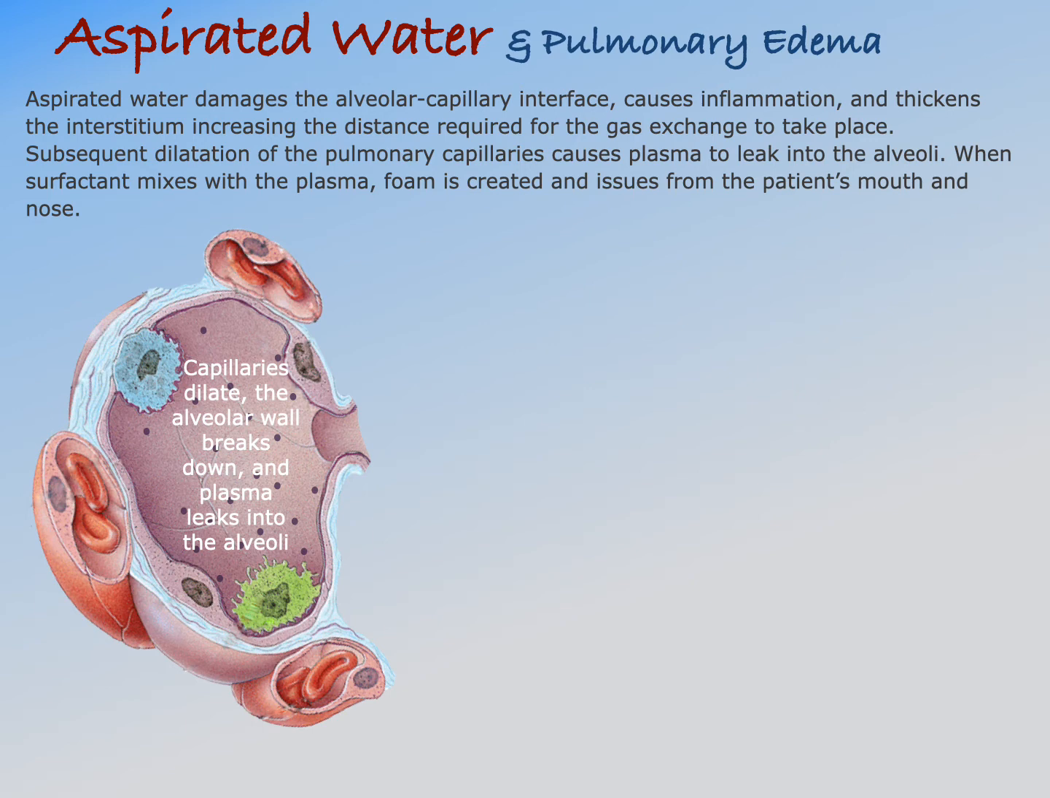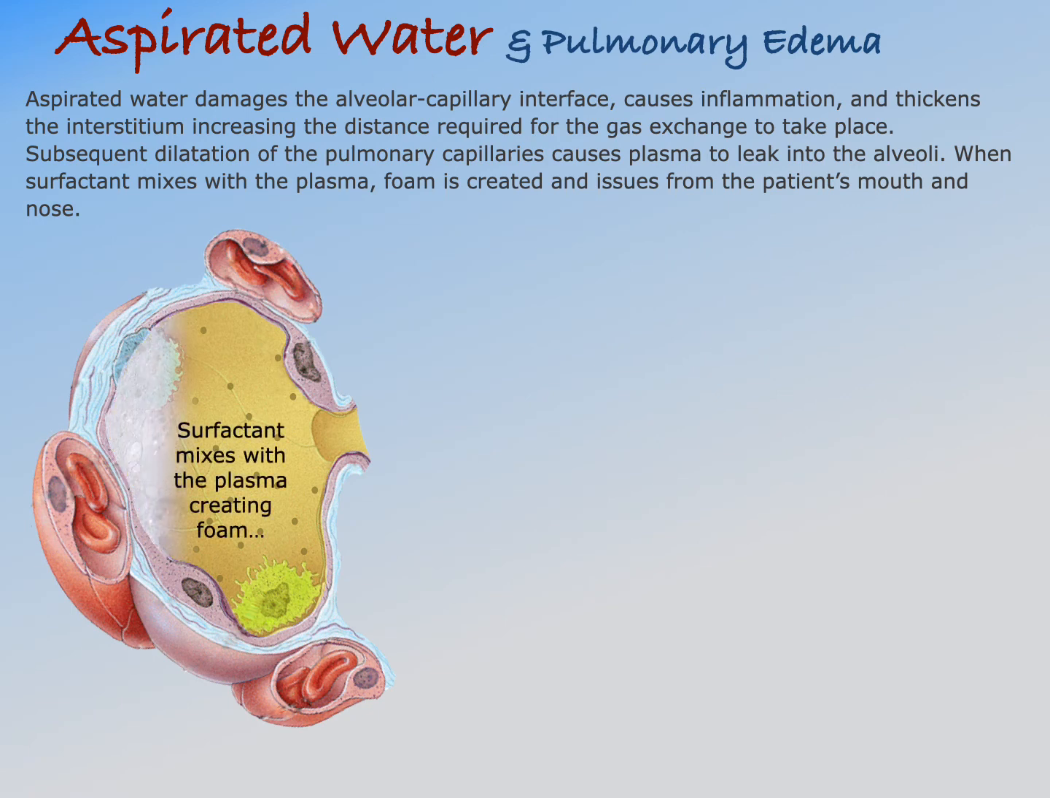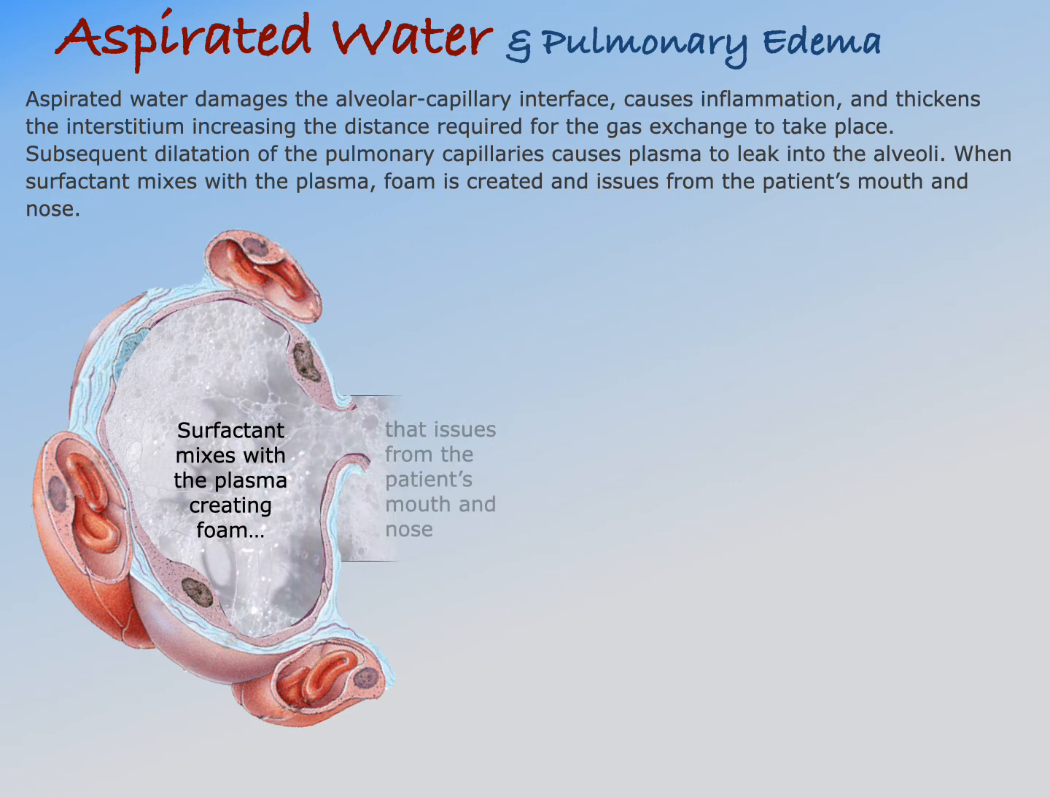What also happens due to the inflammation is that the interstitium swells and the distance between the capillary beds and the alveoli increases, making it more difficult for the gas exchange to take place. So here is the edema, the plasma that is leaking in from the capillaries, and then that plasma mixes with a surfactant and it creates foam.